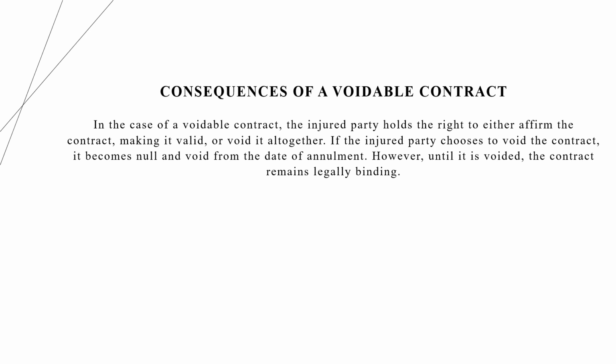Secondly, the injured party must communicate their decision to void the contract to the other party, typically in written form. This notice serves as the formal act of voiding the contract and initiates the legal process of nullifying the agreement. Once the contract is voided, the injured party is generally entitled to the return of any property, money, or benefits exchanged under the contract.